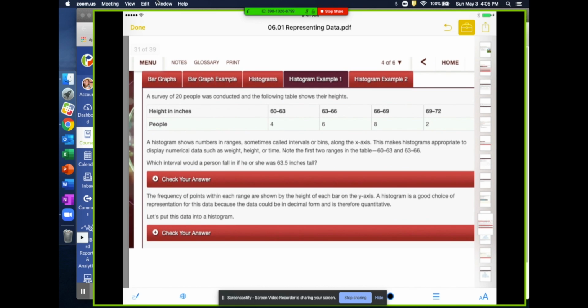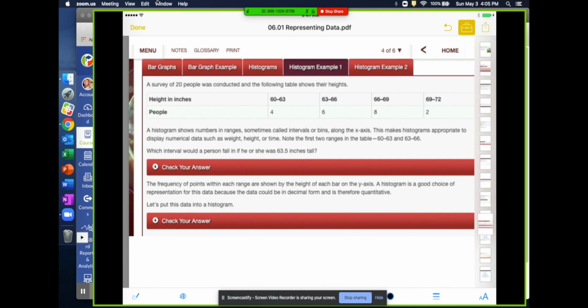So here's our first example with histograms. It says a survey of 20 people was conducted with the following table showing height. So 60 to 63 is 4, 63 to 66 is 6, and so on. A histogram shows numbers in ranges, sometimes called intervals or bins, again I like to call it buckets, along the x-axis. This makes histograms appropriate to display numerical data such as weight, height, or time.